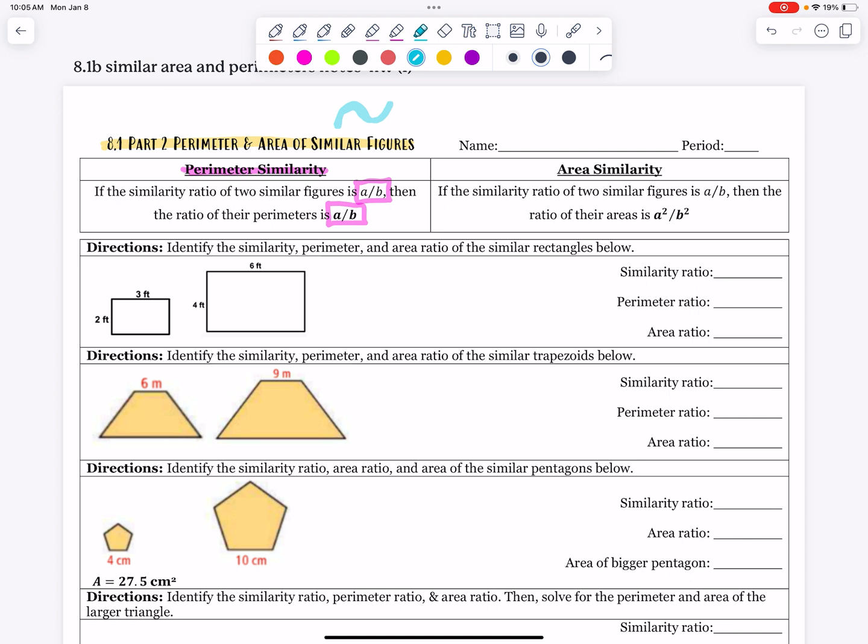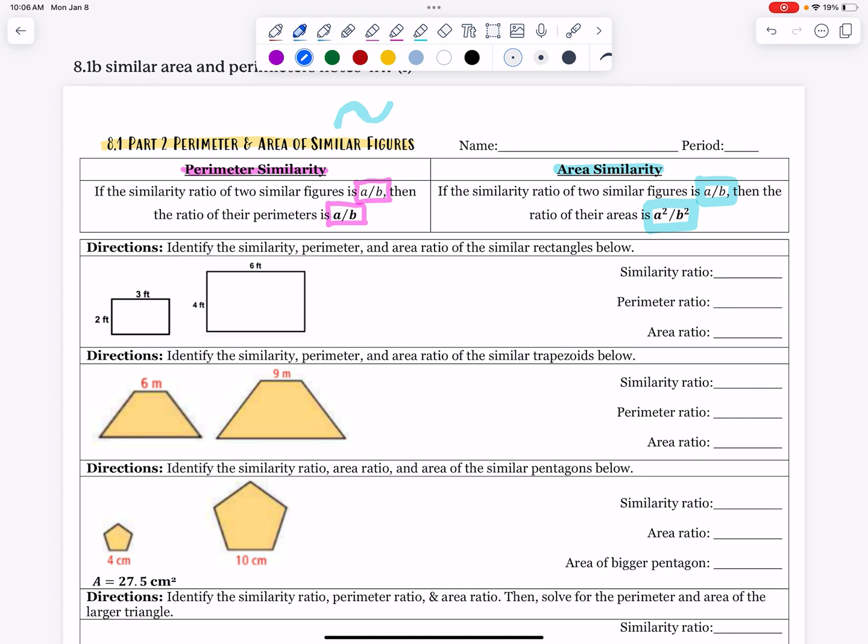Whereas area is a little bit different. It says if the similarity ratio of two figures is A over B, then the ratio of their areas is A squared to B squared, which makes sense because area is always going to be in units squared. Like if I found the area of this shape, it'd be 3 times 2 would be 6 feet squared. Okay? So let's look at this, and I'll teach you the shortcuts. This is just a way to make this a little bit faster and allow you to solve some problems you wouldn't necessarily be able to solve if you were not given enough information.